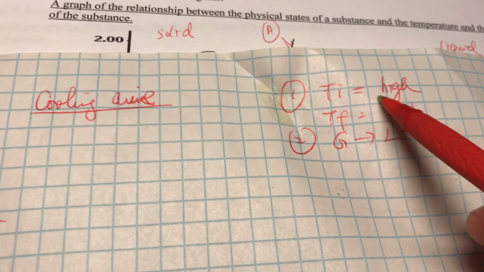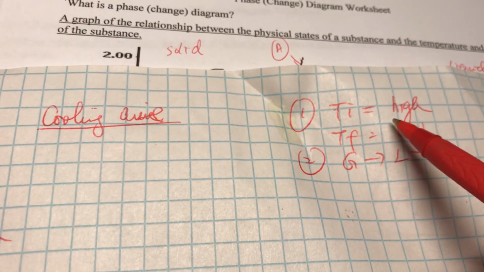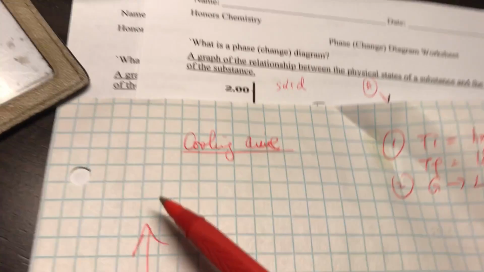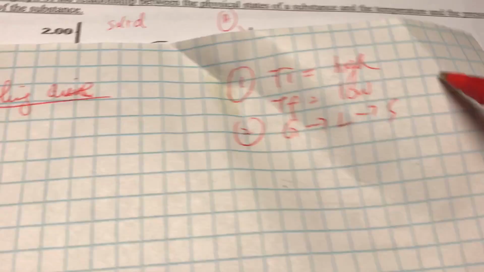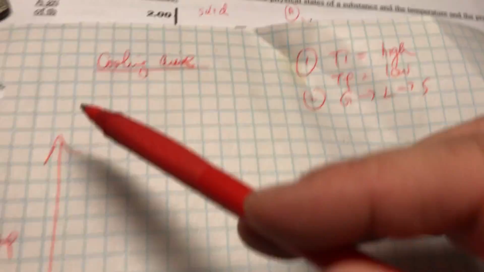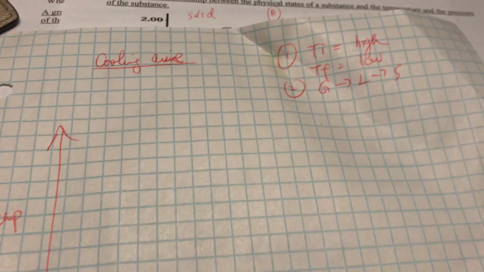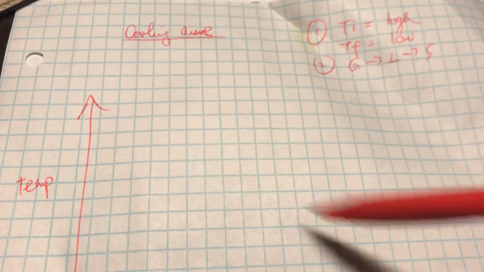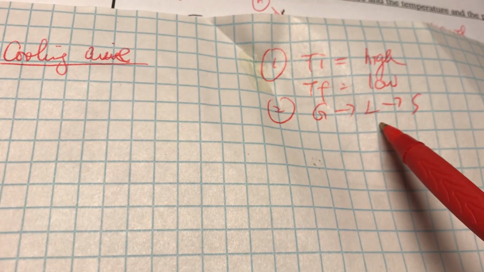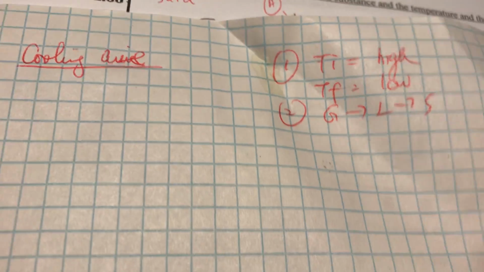In a cooling curve, you have two things you need to determine. One is to make sure that it is cooling down, so the initial temperature must be high and the final temperature will be low. Because you're cooling down, you would imagine the temperature going this way. But honestly, it's not a straight line; it's going to be like a staircase. Another thing you need to know is that cooling goes from gas to liquid to solid.